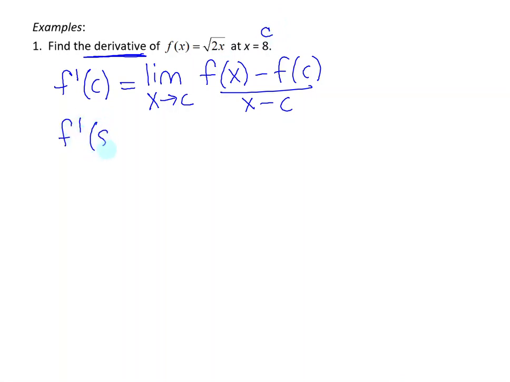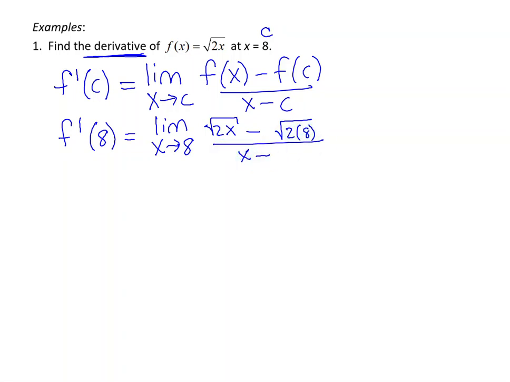F prime of 8 equals the limit as x approaches 8. Our f of x is square root of 2x, minus f of c, which is square root of 2 times 8, and that's divided by x minus 8. Now we can simplify a little bit. The limit as x approaches 8 of square root of 2x minus square root of 16, which is 4, over x minus 8.